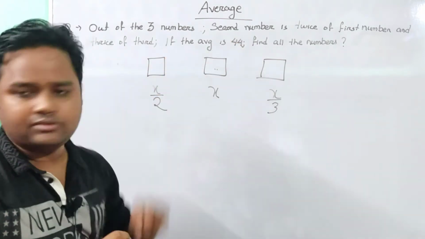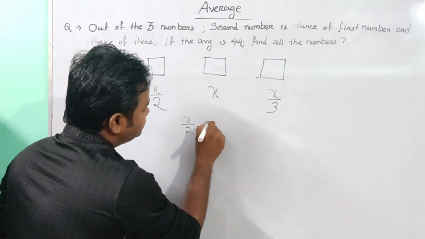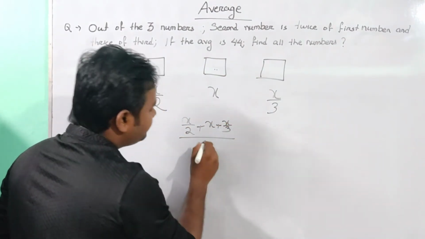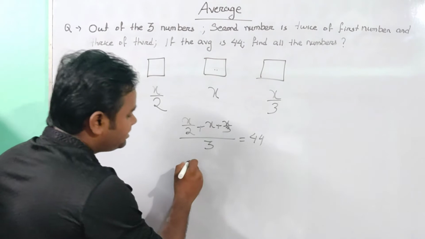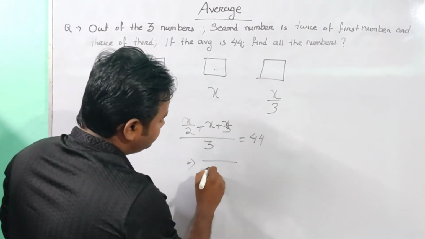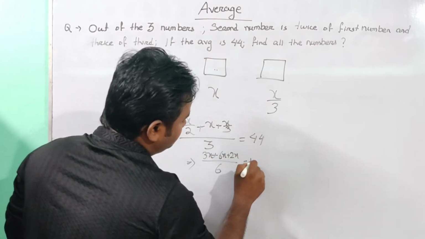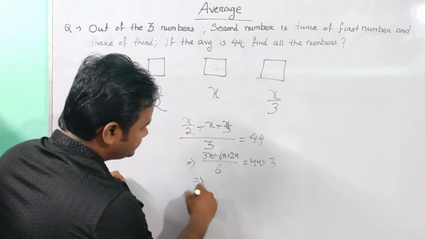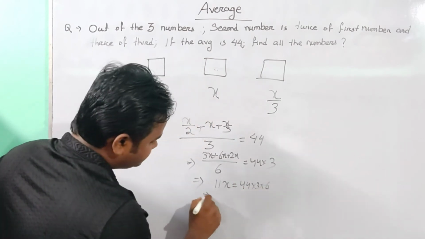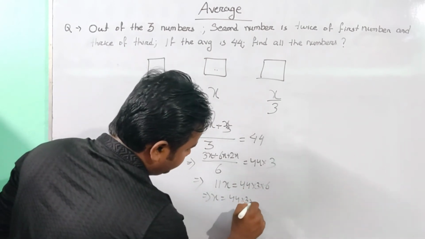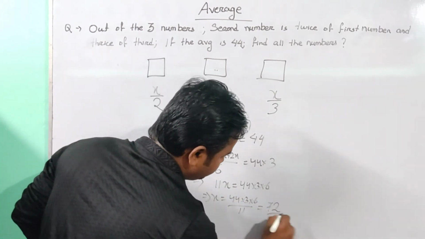Now the average value is 44. The average of 3 numbers is 44, given. So (x by 2 plus x plus x by 3) divided by 3 is equal to 44. Find the 3 numbers. This is the easy simplification. Here the LCM is 6. So 3x plus 6x plus 2x is equal to 44 into 3 into 6. That implies 11x is equal to 44 into 3 into 6, so x is equal to 44 into 3 into 6 by 11, and in the simplification the value will be x is equal to 72.